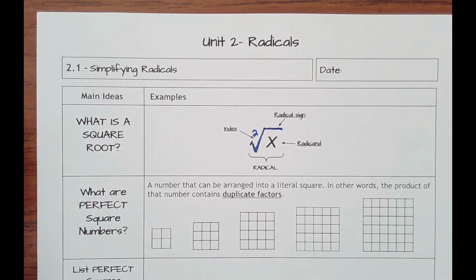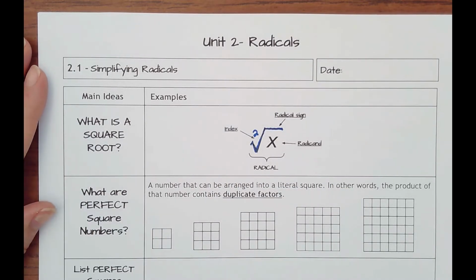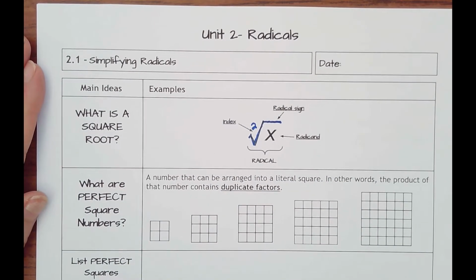Right, this is the start of Unit 2. We're going to be learning more about radicals. Today's lesson is 2.1. We're going to be learning how to simplify radicals. Go ahead and put today's date up here if you'd like.